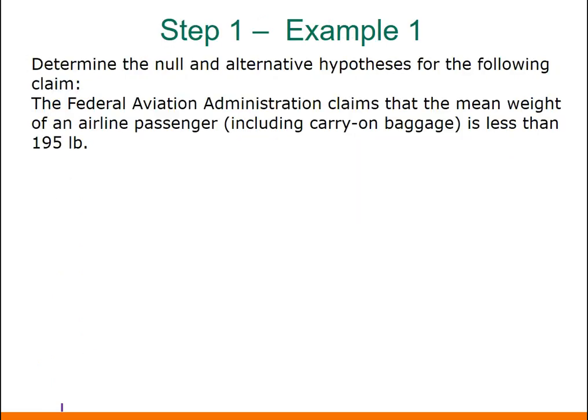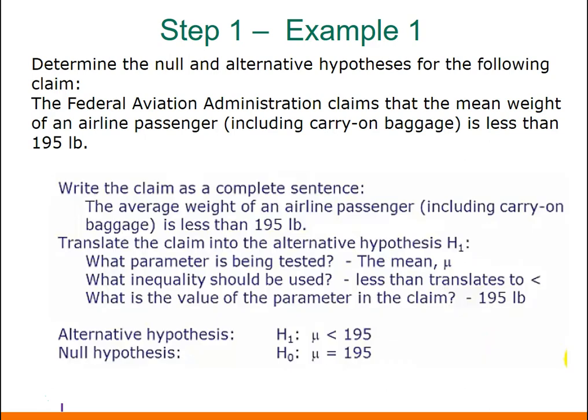So here's some examples of writing null and alternative hypotheses. In this one, the claim is that the Federal Aviation Administration claims that the mean weight of an airline passenger, including carry-on baggage, is less than 195 pounds. So we're going to go through those steps. First we're writing the claim as a complete sentence. So that would be the average weight of an airline passenger, including carry-on baggage, is less than 195 pounds.